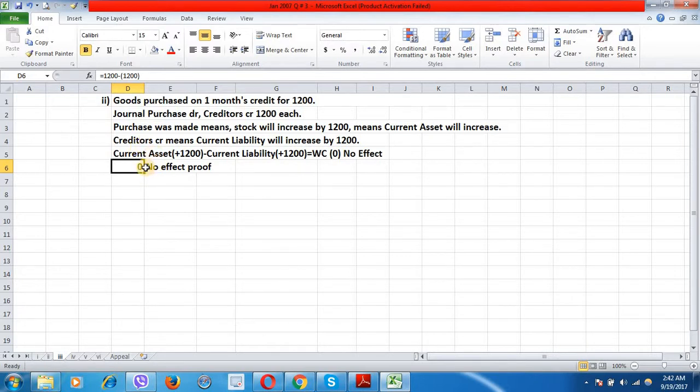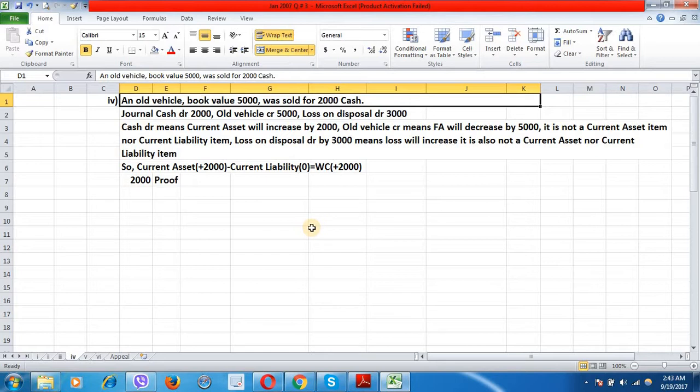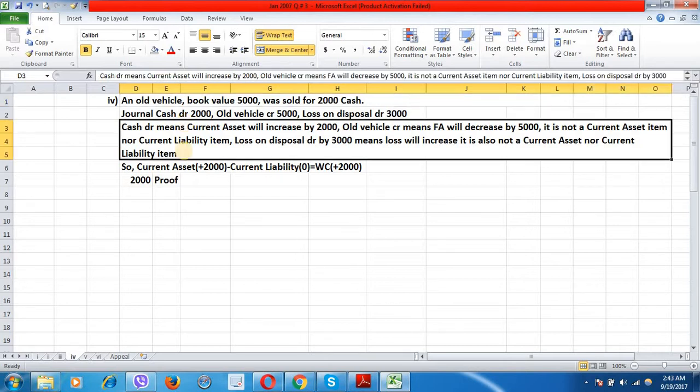That means no effect. The fourth question was an old vehicle, book value 5,000, was sold for 2,000 cash. The journal will be cash debit 2,000, old vehicle credit 5,000, loss on disposal debit 3,000. Cash debit means current asset will increase by 2,000. It is a current asset item. Old vehicle credit means fixed asset will decrease by 5,000. It is not a current asset item nor current liability item. Loss on disposal debit by 3,000 means loss will increase. It is also not a current asset item nor current liability item.